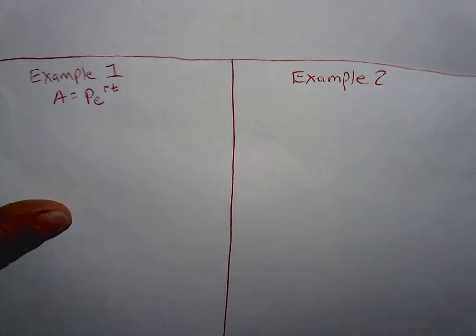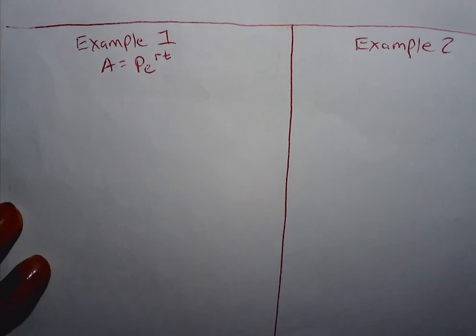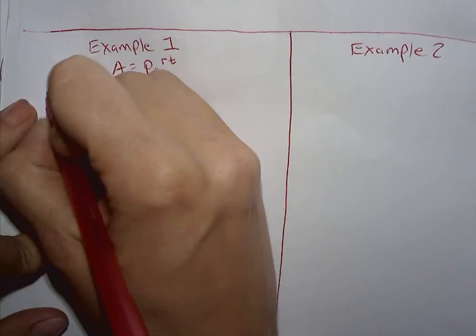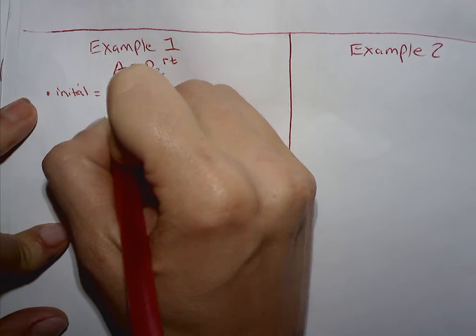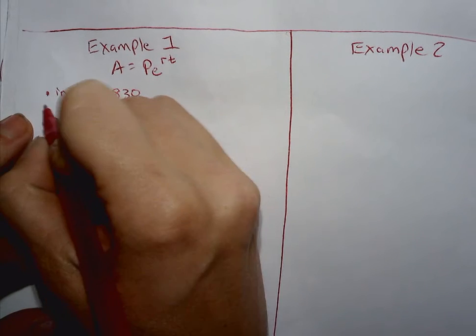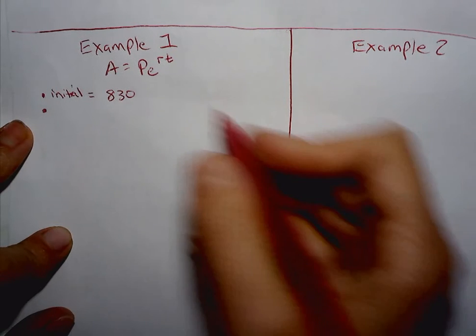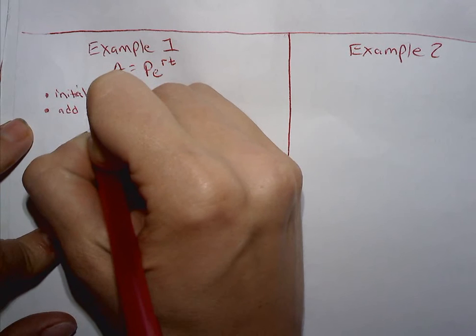All right, after we have that equation, now I'm going to write down other important information. So $830 is the initial deposit. So I'm going to make a bullet point. Initial is equal to $830. What other key information do we have here? The account earns 2.3% interest. So if I'm earning it, that means I'm adding 2.3% to my account. That's going to be my growth rate.